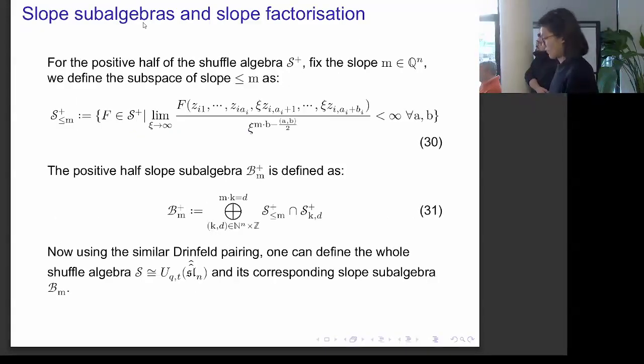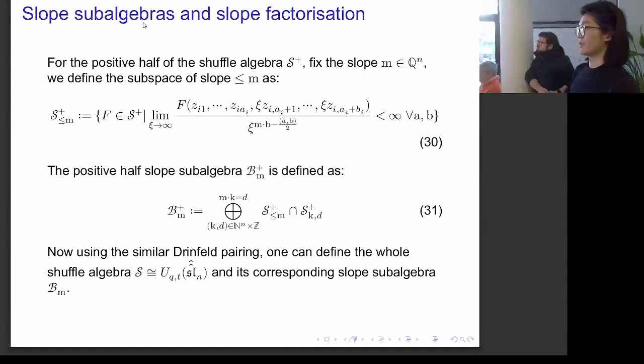Yeah. And for now, we're going to show what is the algebraic analog of the walls of algebra over here. So the algebraic analog of the walls of algebra over here is that we can choose what is called the slopes of algebra inside of this shuffle algebra. So for the positive half of the shuffle algebra, we fix a slope point, which is a rational vector, and we define a subspace of the slope smaller or equal to m as the following.